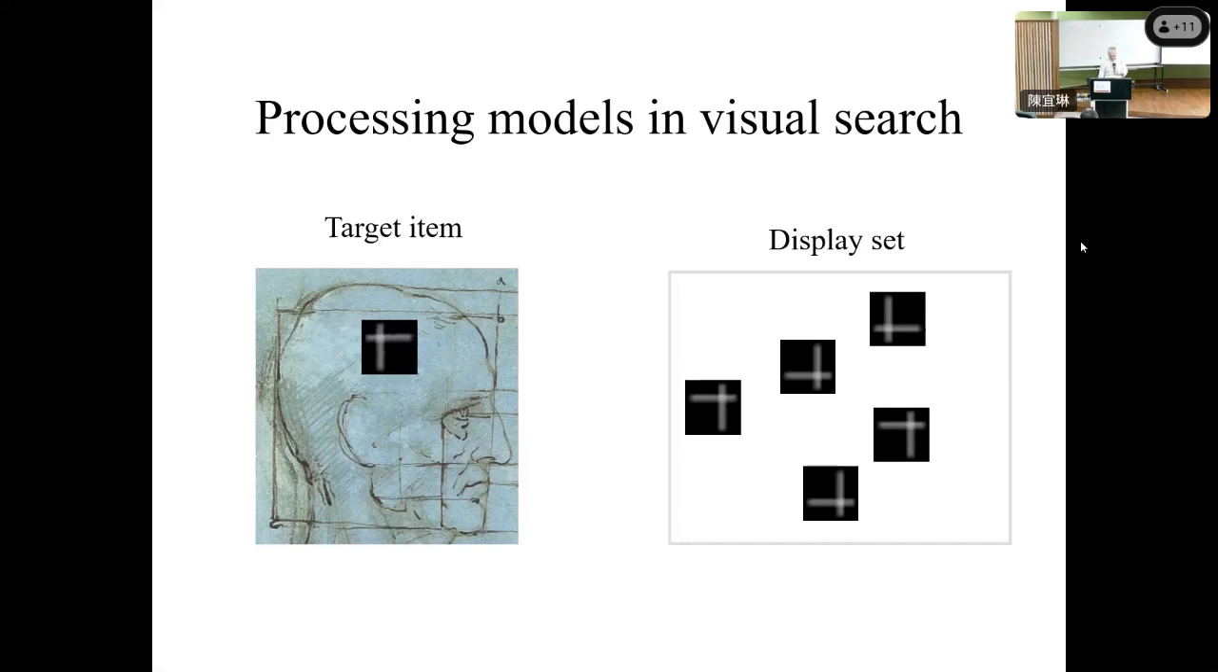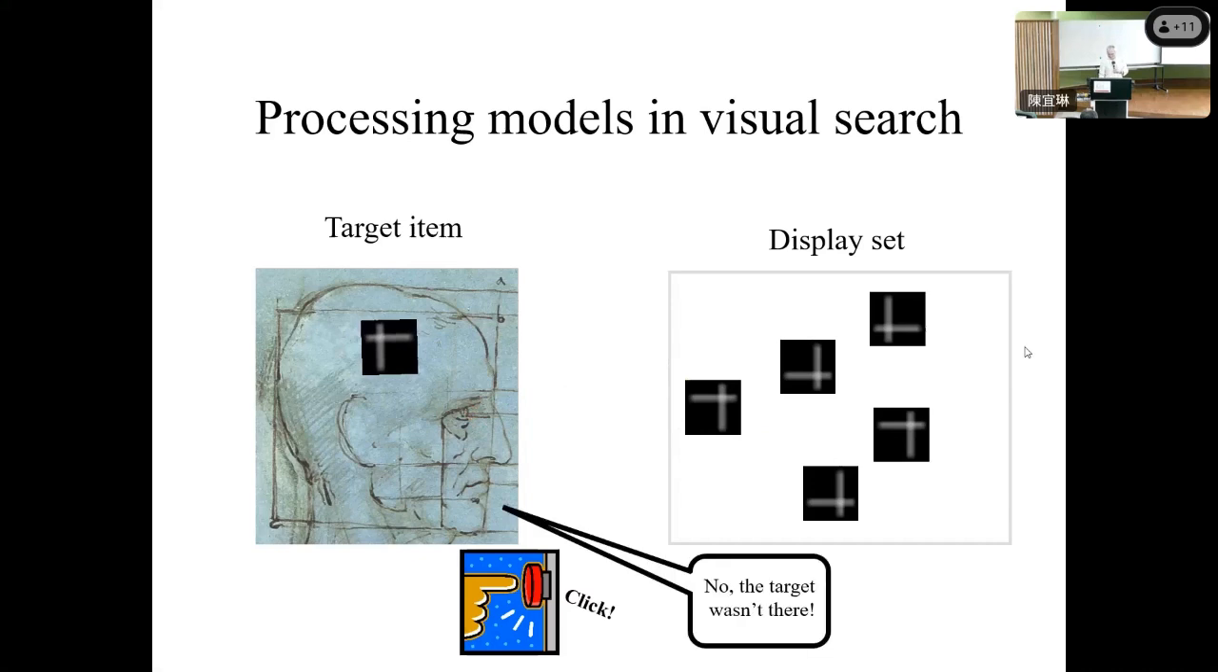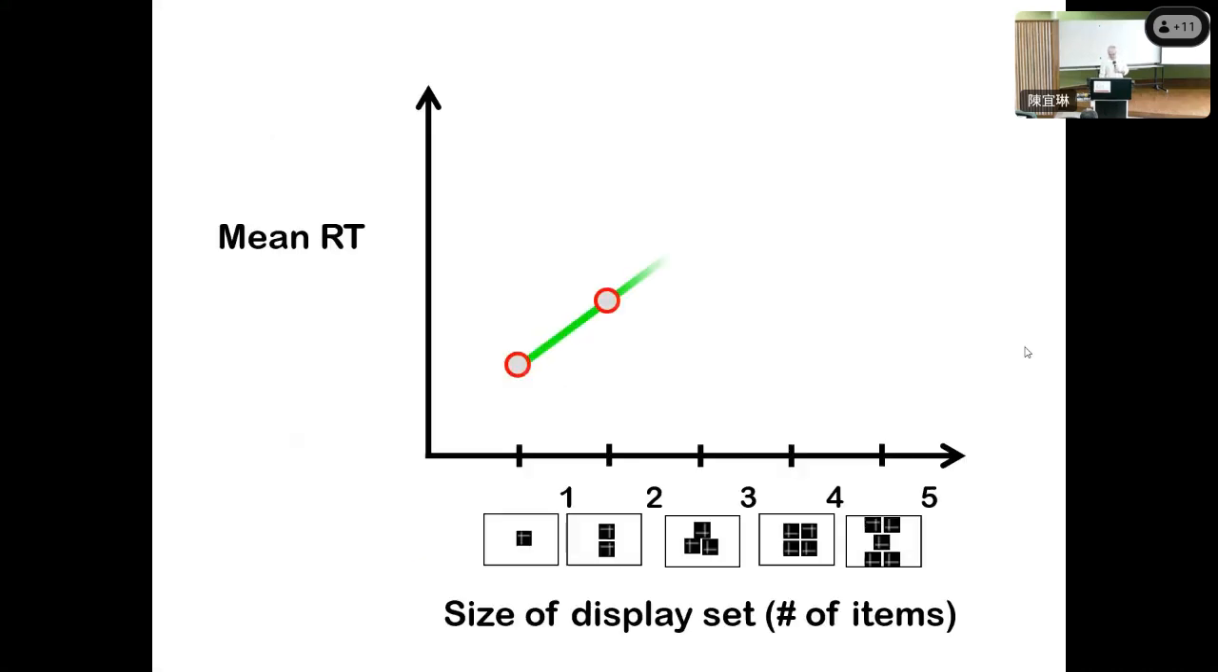Let's look at another. Oh, so this is how it looks. Probably if this is a serial analysis, you'll be checking one after another and then press the button and make a response. All right. No, the target wasn't there. That's right. And we expect the mean reaction time to increase, right? And it usually increases very sequentially.